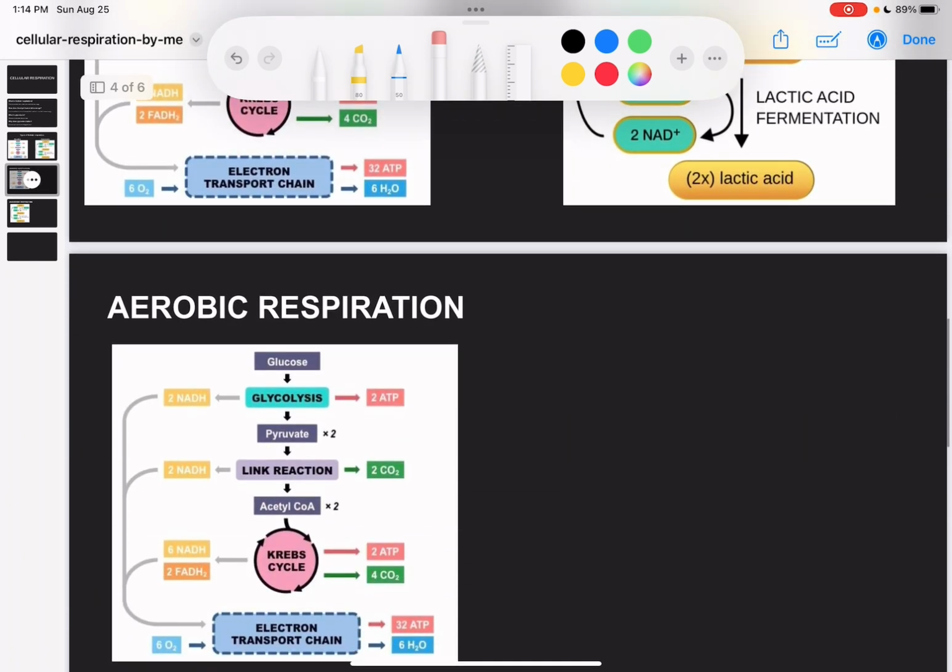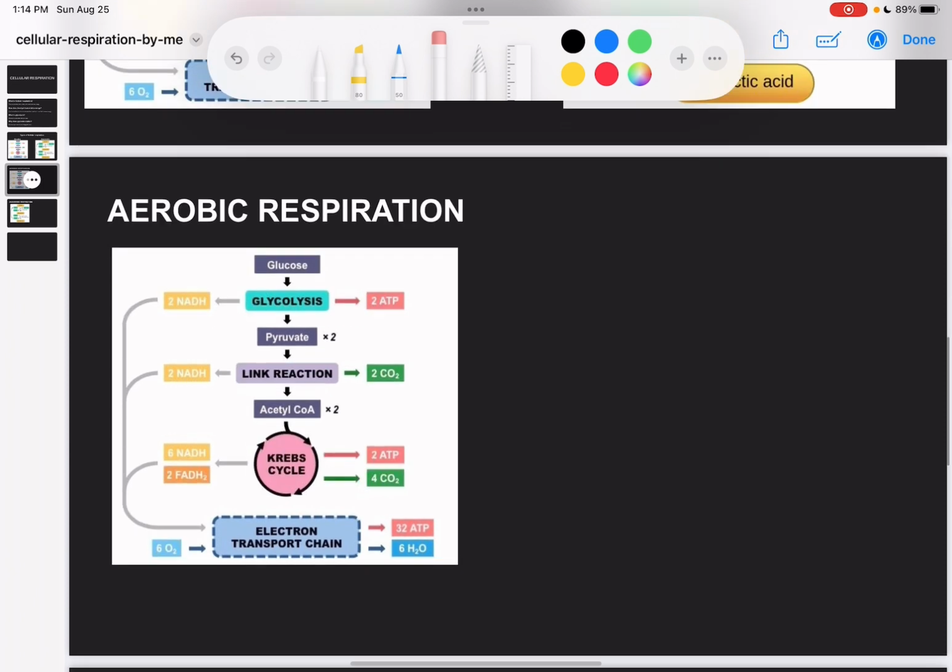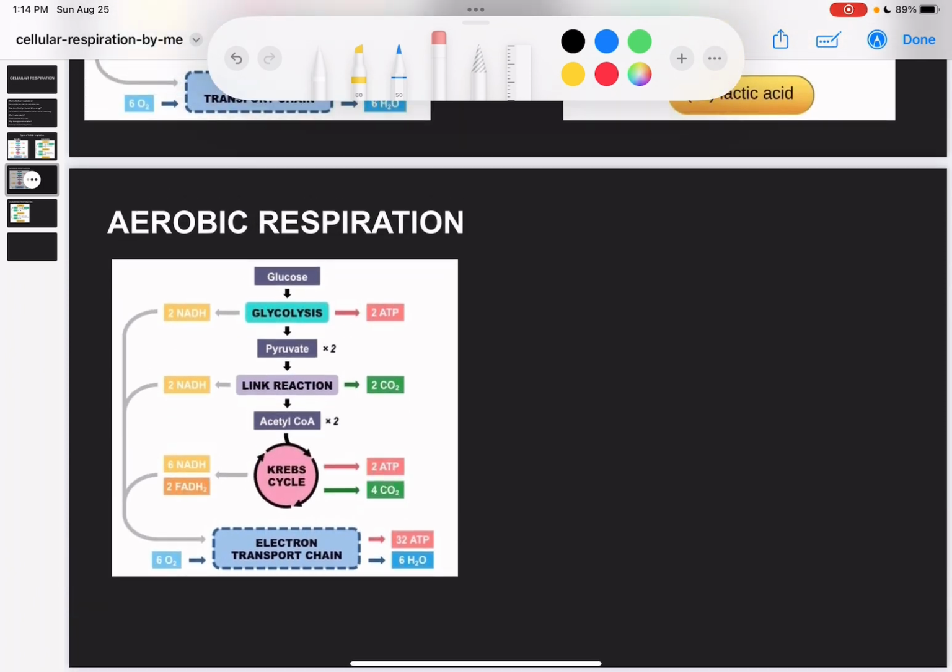Aerobic respiration is when there is an abundance of oxygen. This is when there is air, basically. This is how our cells produce energy in the presence of a lot of oxygen. What happens to pyruvate then?